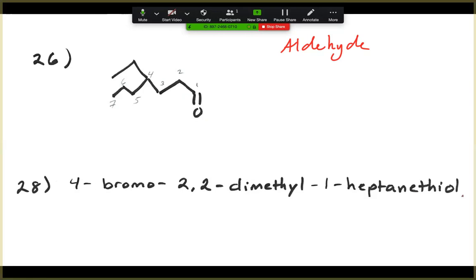So I have to start here as 1. So 1, 2, 3, 4. Then I can go 5, 6, or I can go 4, 5, 6, 7. So there's my longest chain. 7 beats out 6. So I know I have hept, and that's going to be my carbon chain. I have an aldehyde, so it becomes hept and al. The al standing for aldehyde.